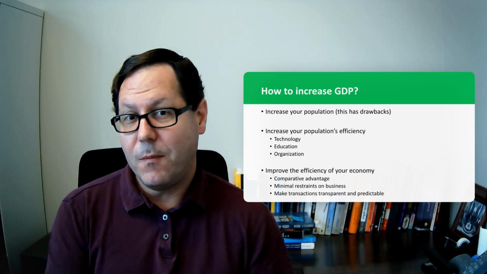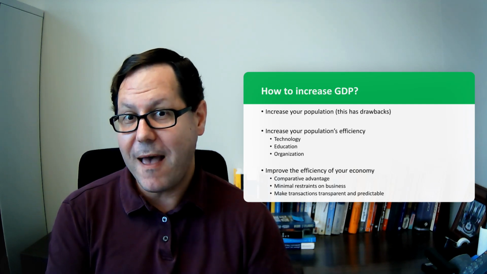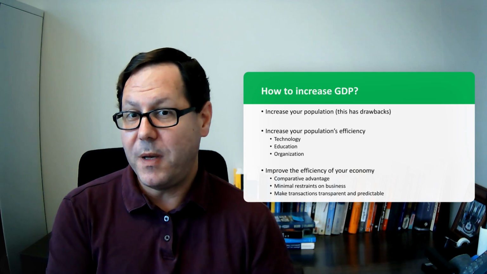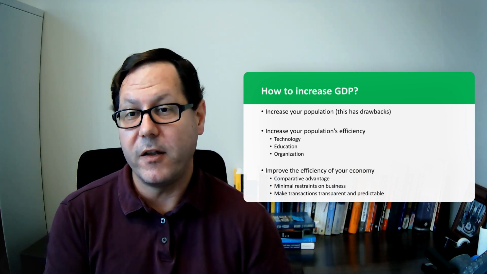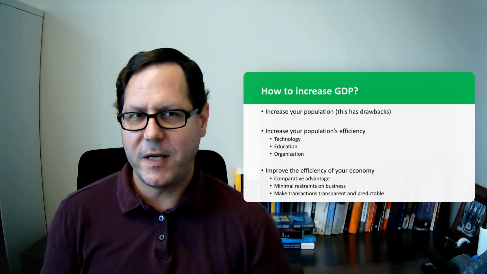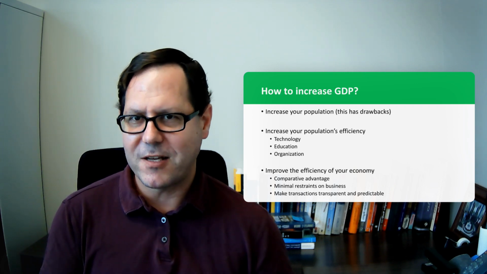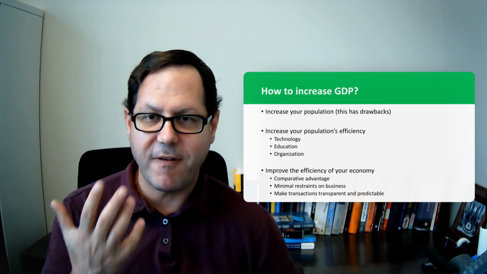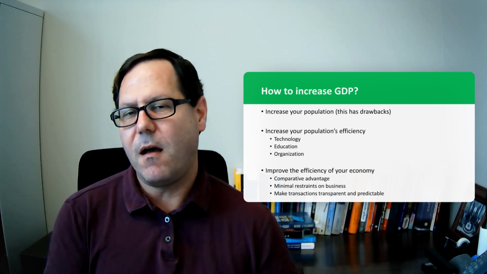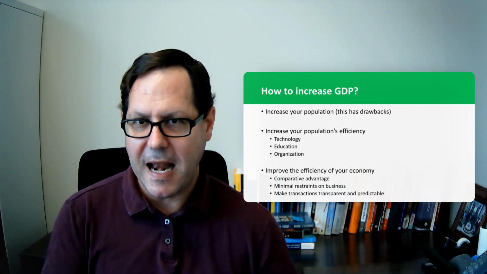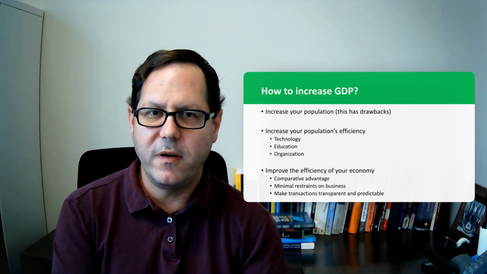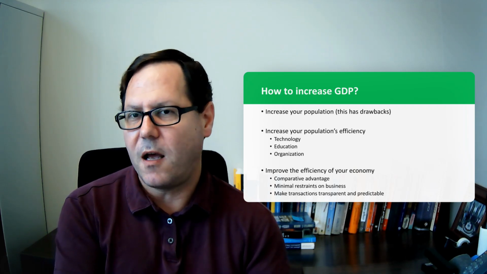A second approach is to try to get the population you have to be more efficient, and so that could be technology, right? So if you ask me to write something and give me a pen and paper, I'm going to be relatively slow. If you give me a typewriter, I'm going to be faster. If you give me a word processor, I'm going to be faster still. Increased technology can increase the efficiency that any individual is able to provide in terms of producing stuff.